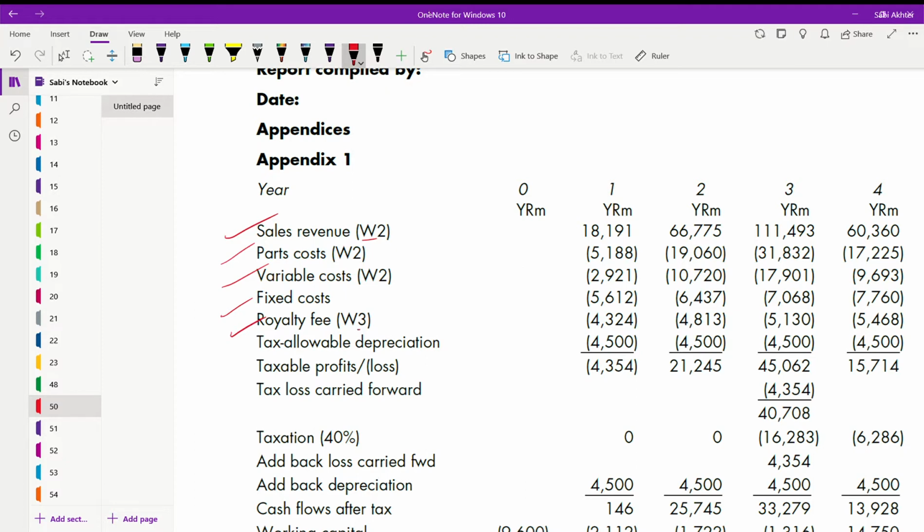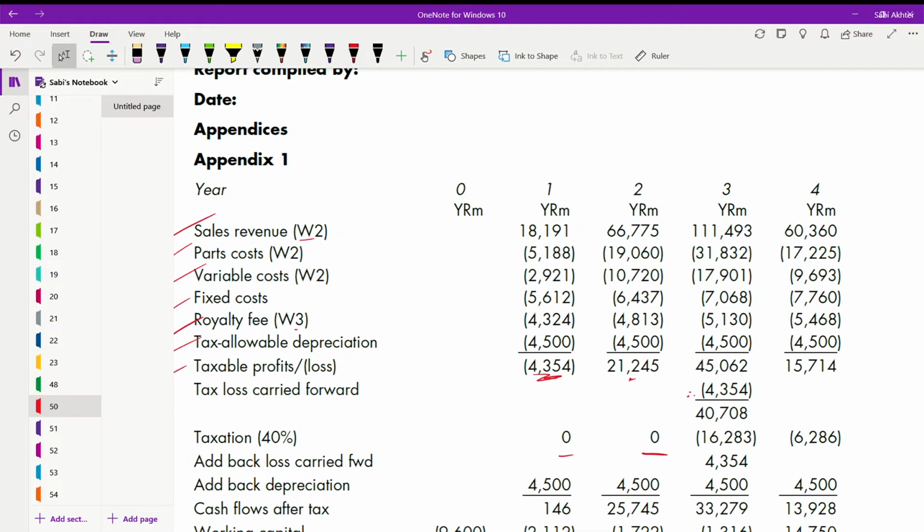Tax allowable depreciation, no working is there, just 4,500, same. Then you get taxable profit. Here tax loss can be carried forward. This loss can be carried forward, not in year 2, in year 3, because they told us that in the first 2 years no corporation tax is payable. So in year 2 it will be carried forward, and then 40% tax on this. So it's 0 here, 0 here. That is the little difference here. And make sure that you write in the currency.